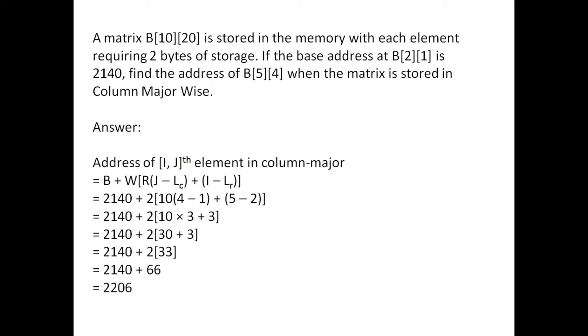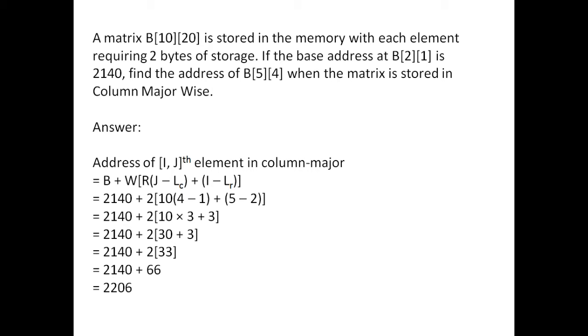Find the address of B[5][4], that means I is 5 and J is 4, when the matrix is stored column-major wise. So children, you have to use the formula for column-major. Address of the ij element in column-major will be B plus W times ((R times (J minus LC)) plus (I minus LR)), so the number of rows is required. The formula is very important, you need to remember it.